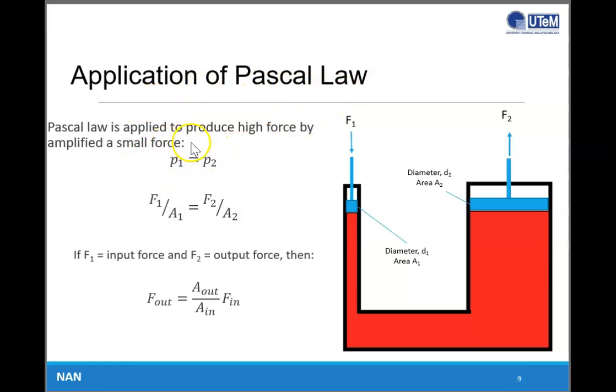Pascal's law is applied to produce a high force by amplifying a small force. As we know, the pressure at here is the same as the pressure at this point. So F1 over A1 equals F2 over A2, pressure 1 and pressure 2. If F1 is the input force and F2 is the output force, then F out equals area out over area in times F in.